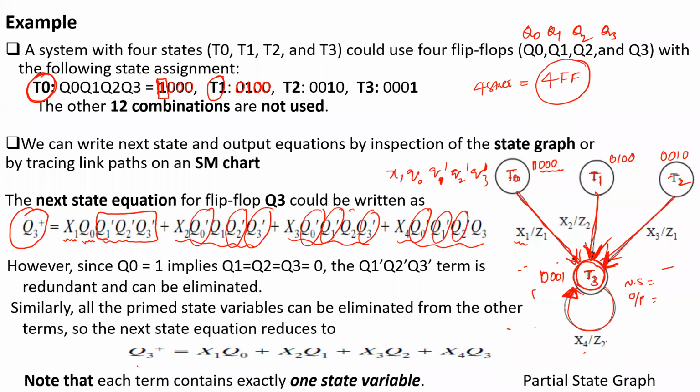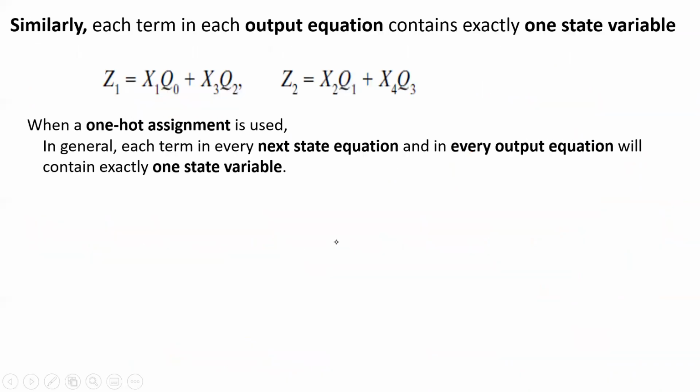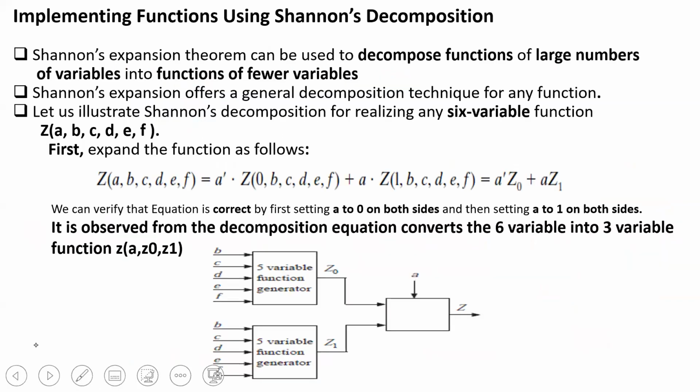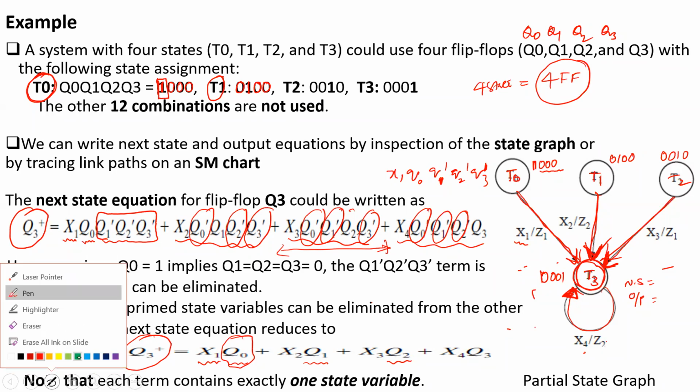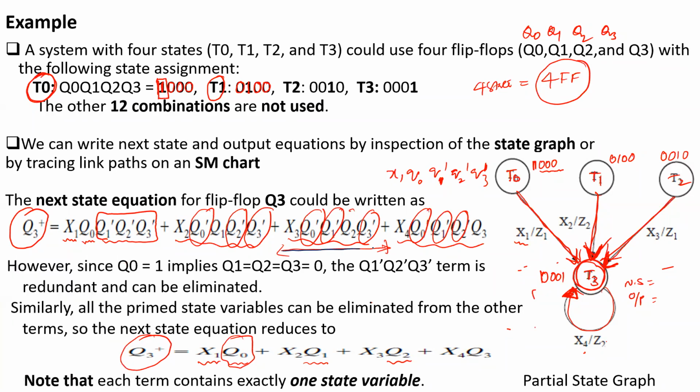Okay, that's the reason why we can say that q3 plus, the next state equation for flip-flop 3, is nothing but x1 into q naught. This particular state variable I need to consider. Okay, so only for this particular term q1 is relevant. For this particular term q3, so you can see here. In this particular q3 term, let us consider q3 here, for example.